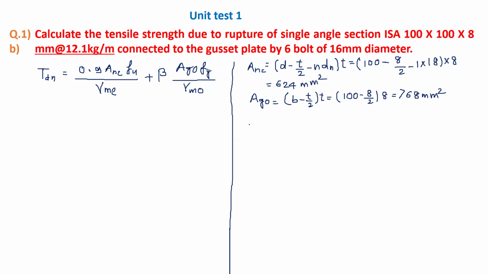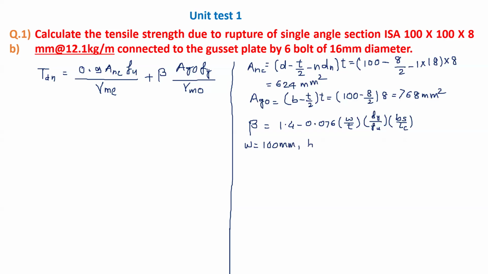Now we have to find the value of beta. We have the formula for beta: 1.4 minus 0.076 in bracket w by t into F_y upon F_u into b_s upon L_c. Now we will go one by one terms. Now we have w, that is the outstanding leg, equal to 100 millimeters. t, we have thickness 8 millimeters.